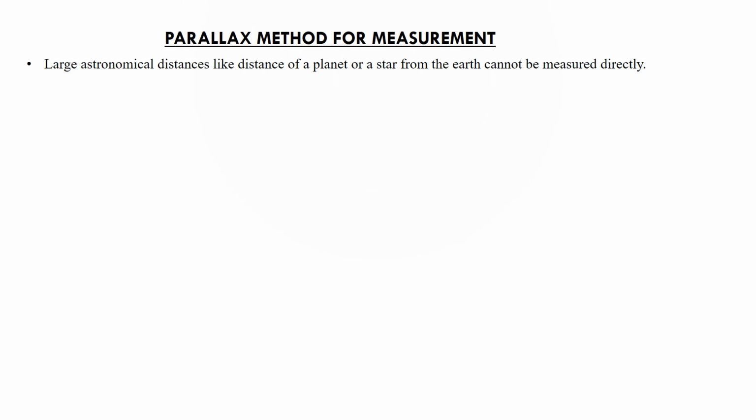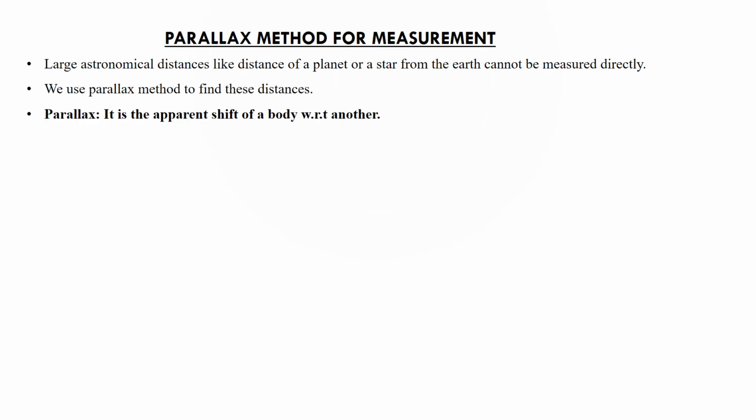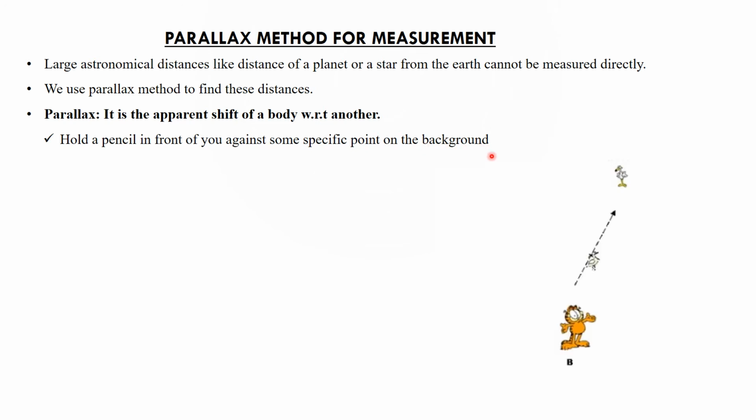Now, parallax method of measurement. Large astronomical distances, like the distance of a planet or a star from the earth, cannot be measured directly. For this we use the parallax method. Parallax is the apparent shift of a body with respect to another body. So let us hold a pencil in front of you against some specific point on the background. We don't have the pencil, so here we have taken this person, this object, and this is the image.